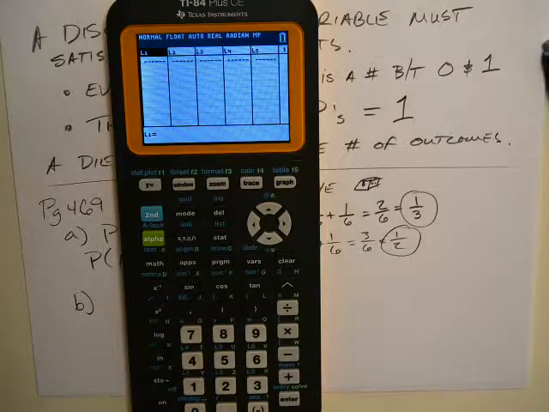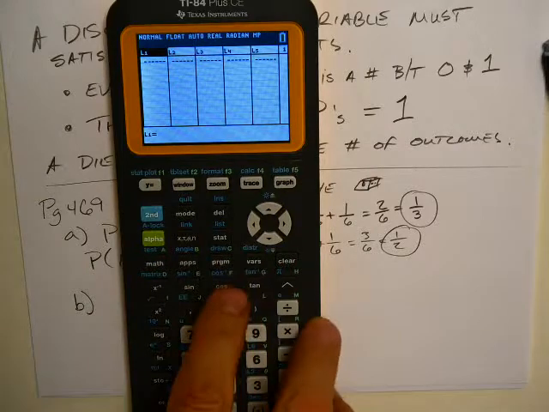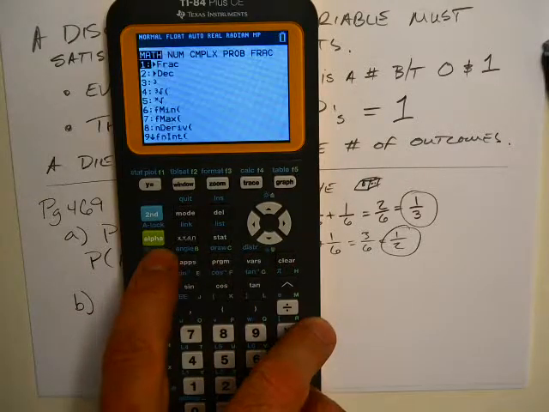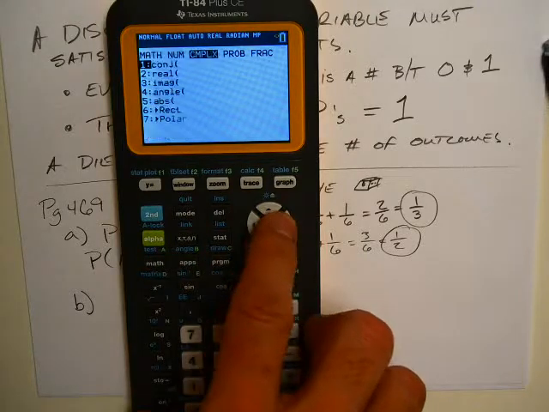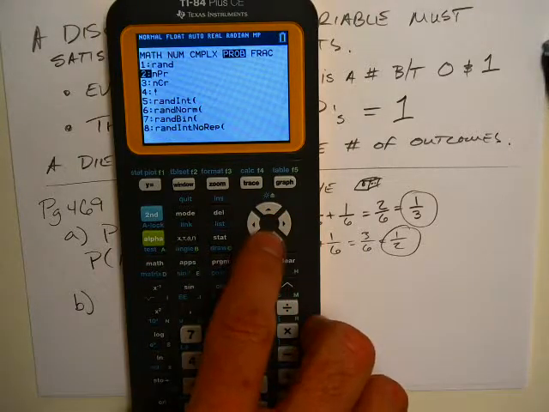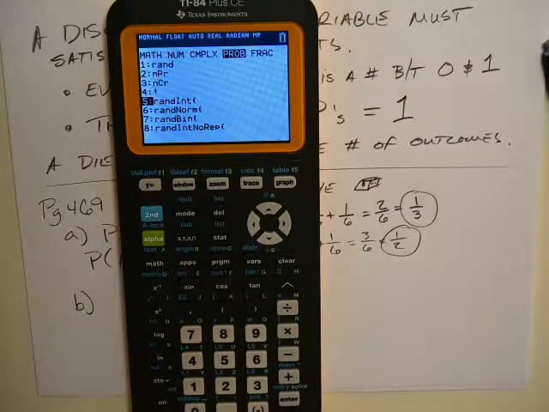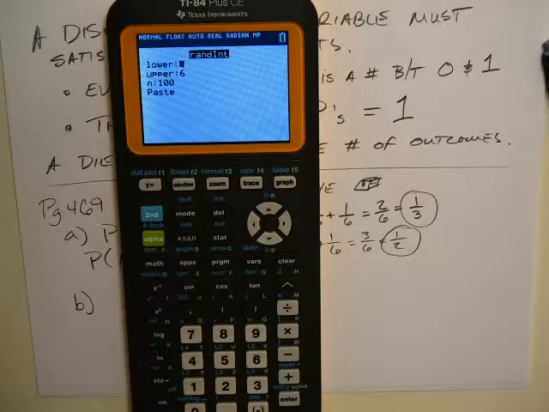Using the methods that we already know, we can go up to the very top of the list, L1 or L2 or wherever you're at, and we can go to math, probability, random integer. Not random integer, no repeat, because when you're rolling a die, numbers can repeat, right? So we want random integer. Our lower number is 1. The upper number is 6. And we want to put in 100 numbers.